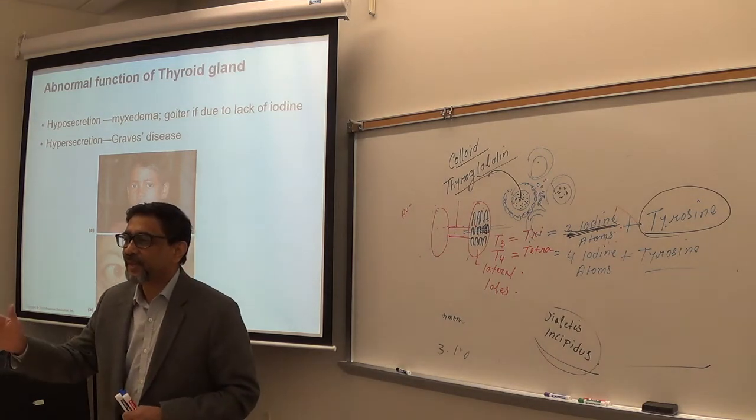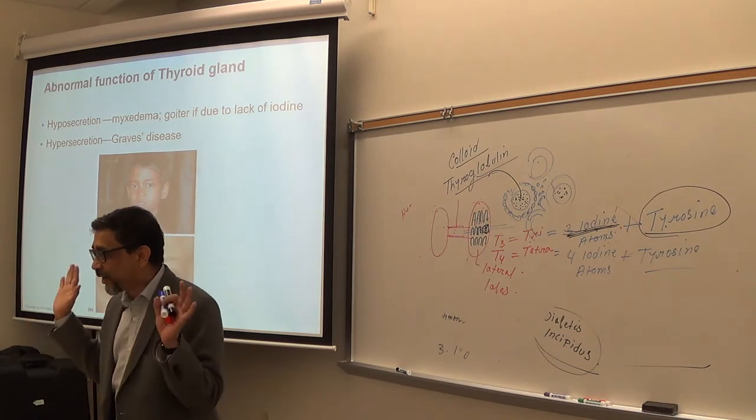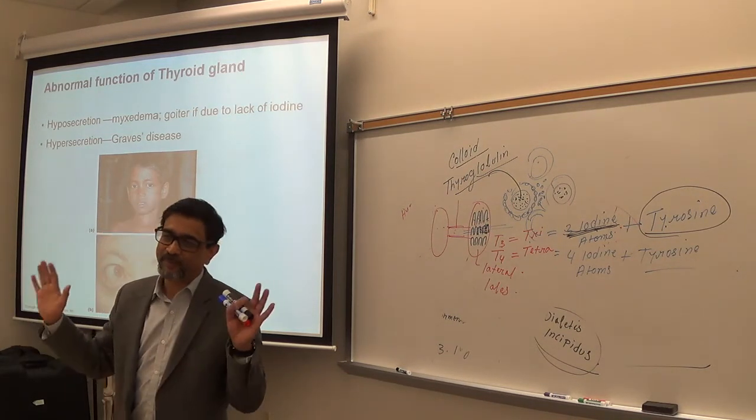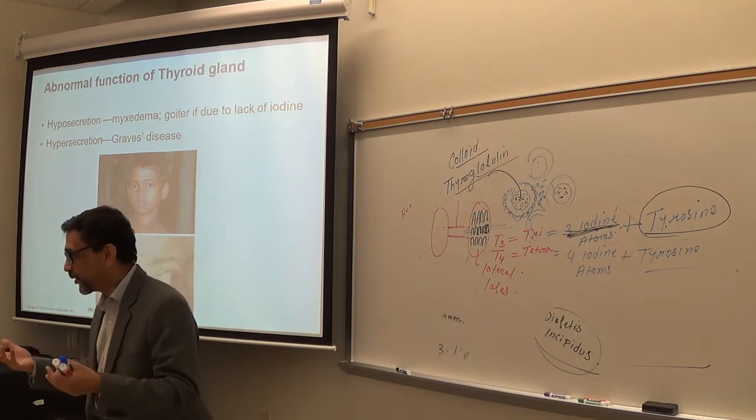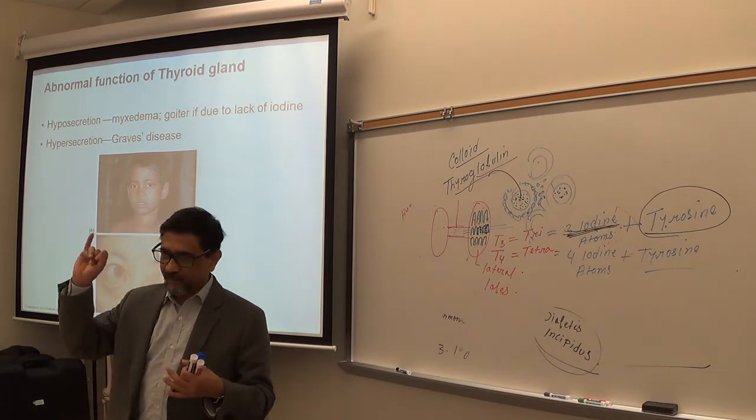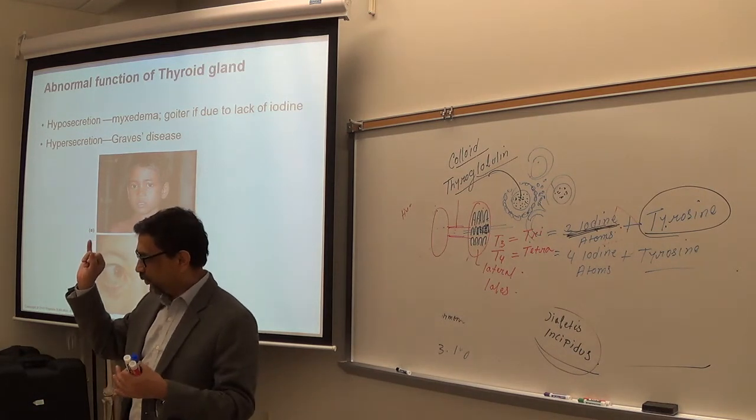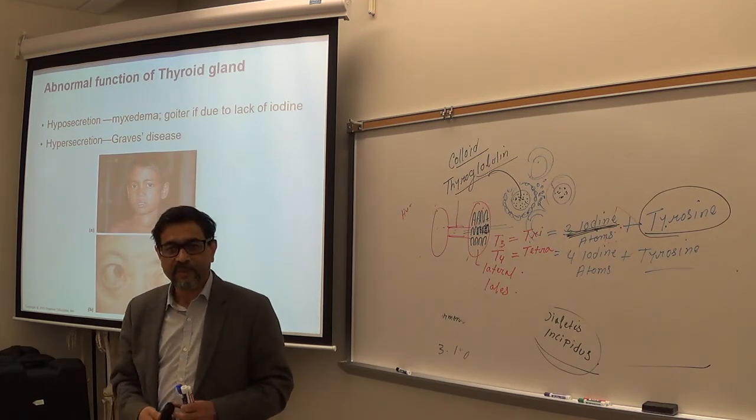Since it is a condition related to hypersecretion, so hyperthyroidism, right? So all the symptoms of hyperthyroidism, like high blood pressure, increased heart rate, right? Increased metabolism, weight loss, losing body weight. So all those symptoms are also seen in Graves' disease. Is it clear?